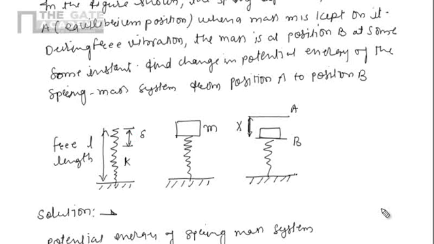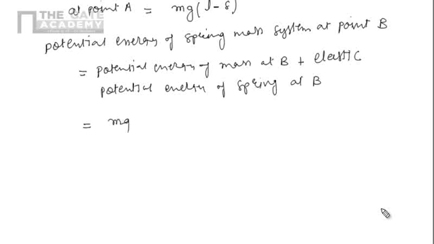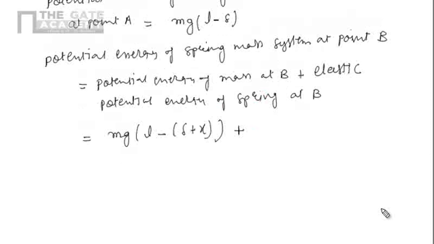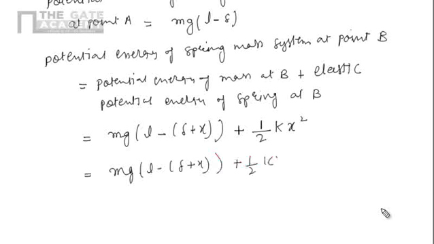So the potential energy of the mass we can write as mg, and we have to subtract delta plus x from that. That is the potential energy for the mass. And this spring is compressed by a distance x, so the elastic potential energy is 1/2 k x squared. So now we have mg(L minus (delta plus x)) plus 1/2 k x squared.